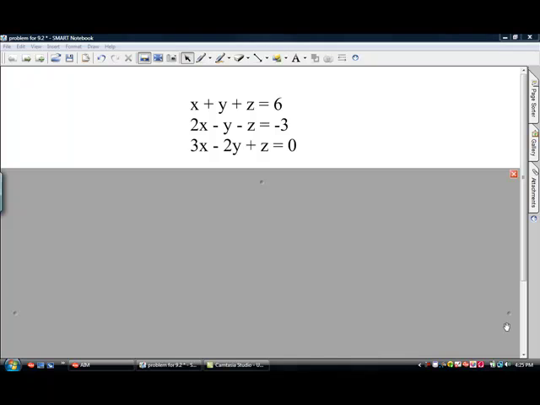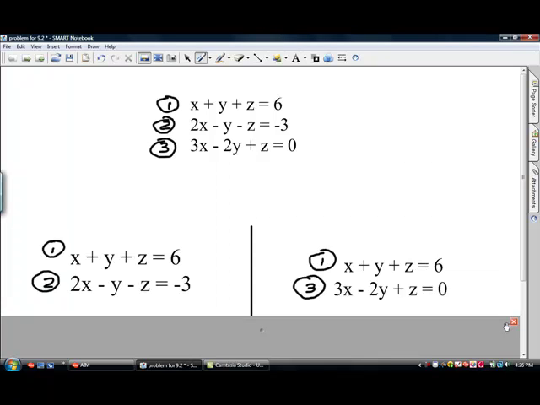So what I've told you in class is to make sure that you label your equations as 1, 2, 3. So we'll label these as the top one will be 1, the second one will be 2, and the third one will be 3. So maybe we should go ahead and do that so we don't get confused.